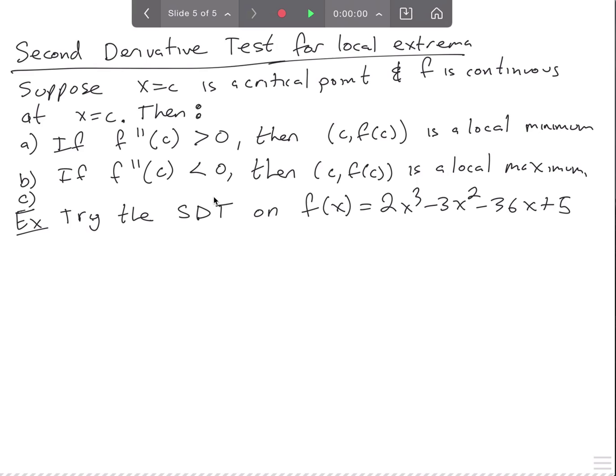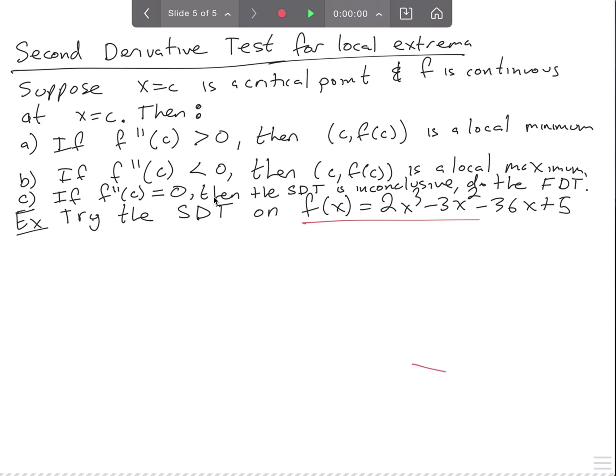What else could the second derivative be? Zero, right? It could be positive, it could be negative, but the second derivative could also be 0. What does that mean? Nope. The second derivative test is inconclusive, due to the first derivative test. So if you're trying the second derivative test and you get that the second derivative is 0 at a critical point, this means that you don't know. You have to go back and do the first derivative test. Okay, so that's the only bad thing about the second derivative test. A lot of times it's faster, but if you get 0, then you have to do the first derivative test anyways.